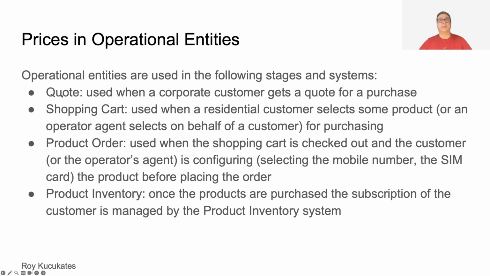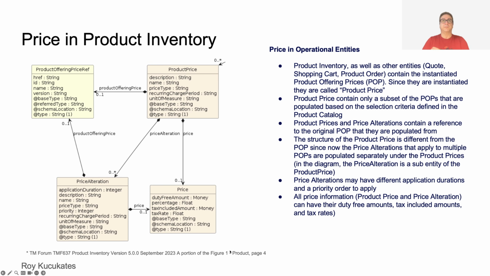In a B2B case, they put in a quote. In a B2C case, they put in a shopping cart, and then it is checked out to become a product order, and that product order, when fulfilled, the provisioning happens and the product inventory is populated with the products. So these entities use the product structure rather than product offering price.